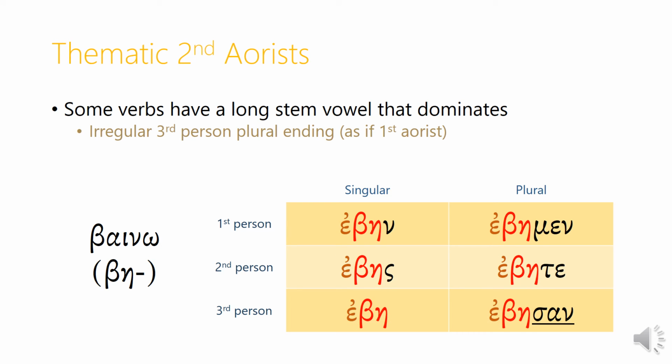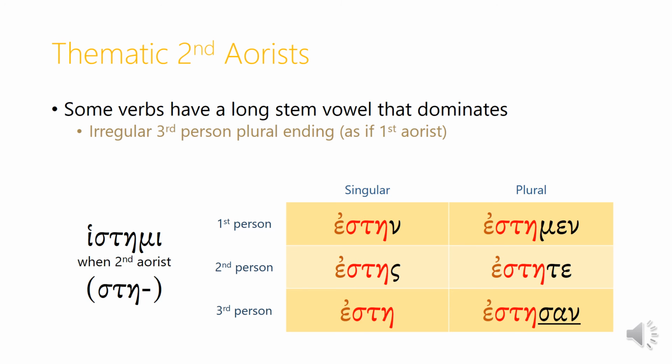We see a similar pattern with baino, which is also a thematic second aorist, and the second aorist stem here is ba. Instead of an omega long vowel at the end of the stem, now we have an eta long vowel, but the pattern is the same. First person singular is ebane, with the eta eclipsing the connecting vowel. Then we have ebas, ebe in the third person singular, which swallows up the ending completely. And in the plural, ebamen, ebate, and then that irregular ebasan that acts like a first aorist.